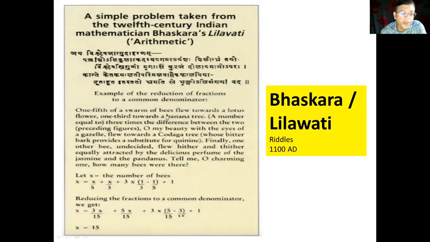1/5 of a swarm of bees flew away towards a lotus flower, 1/3 towards a banana tree. So you see, it describes a riddle. And tell me what is the answer. You can calculate it in this way and come to the answer. The answer of the riddle is 15. So this is a combination of our love for mathematics and our love for poetry that you can see in this book, Lilavati.